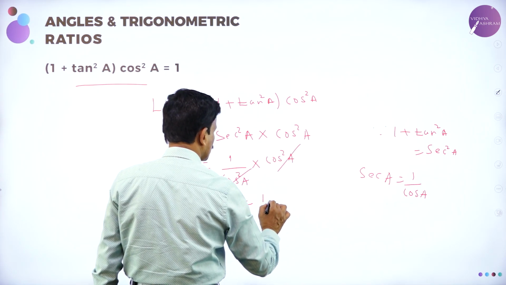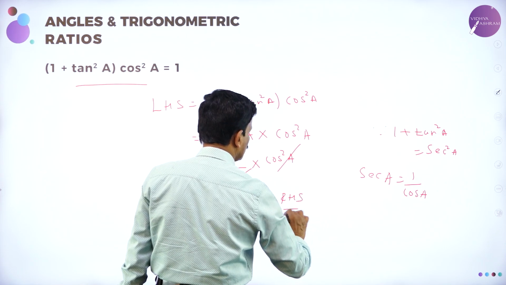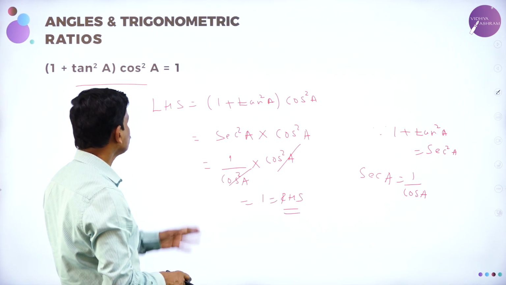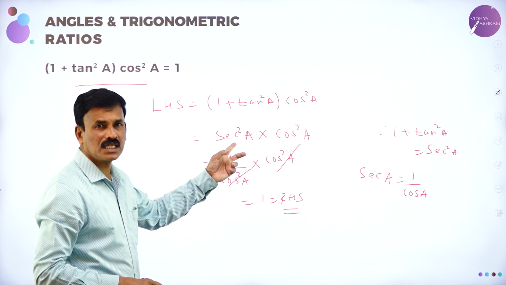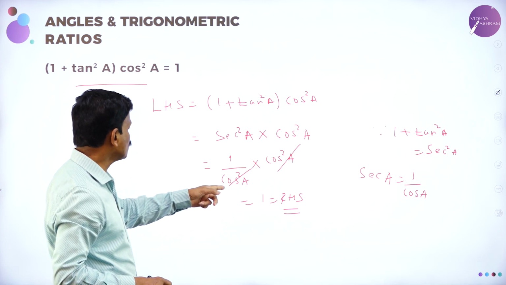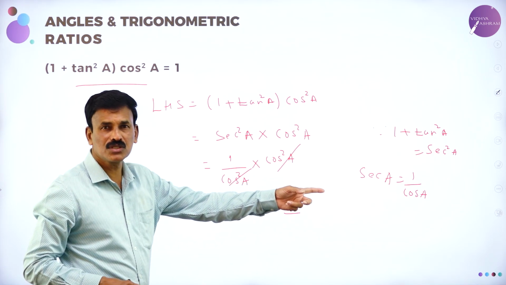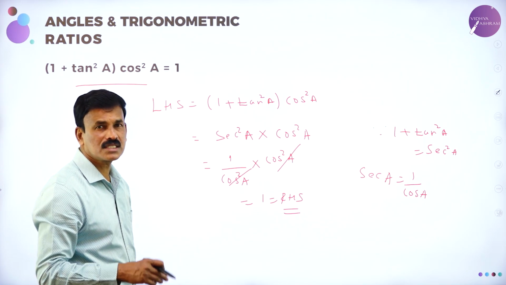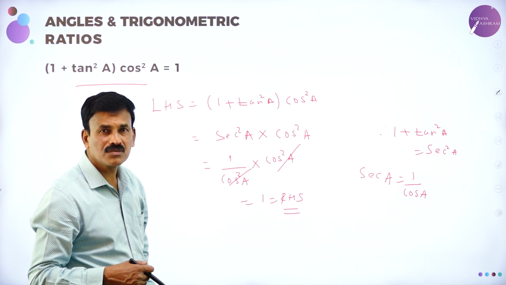Cos square and cos square get cancelled, that's equal to 1, which is the required RHS. Very simple for 1 mark. See, 1 plus tan square is secant square A, cos square as it is. Secant square A can also be written as 1 by cos square A. Secant A is equal to 1 by cos A, a reciprocal relation. Cos square and cos square get cancelled, that's equal to 1, which is the required answer.